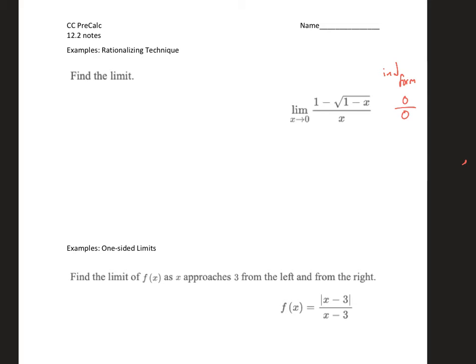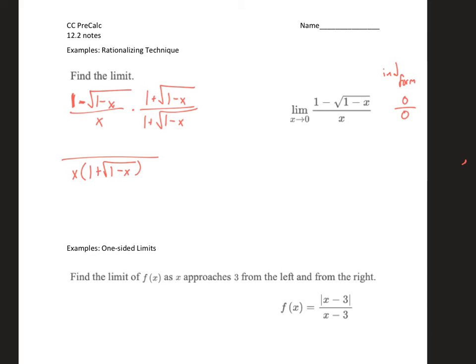So I'm going to take this function, which is 1 minus the square root of 1 minus x over x, and I'm going to multiply it by the conjugate of the numerator. The conjugate of the numerator is 1 plus the square root of 1 minus x over 1 plus the square root of 1 minus x. So now I'm just multiplying the numerator. The denominator will stay the way it is. So the denominator will be x times 1 plus the square root of 1 minus x. And then we'll figure out what we get from the numerator here.